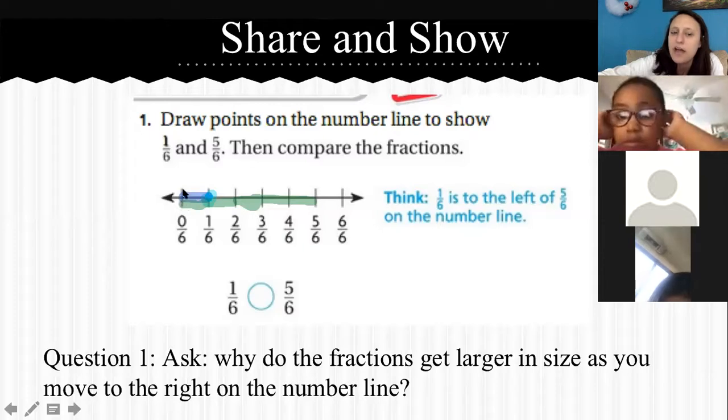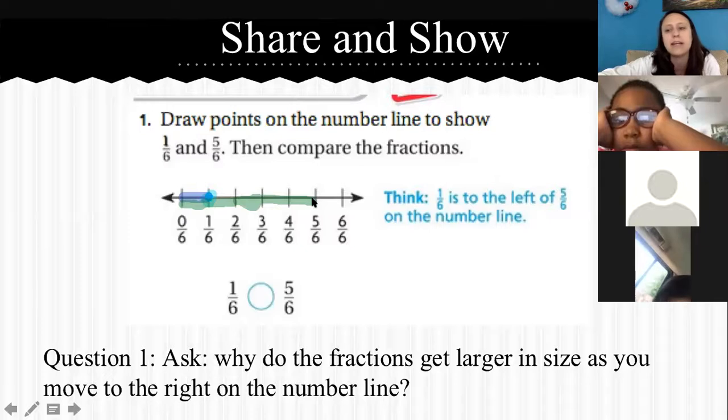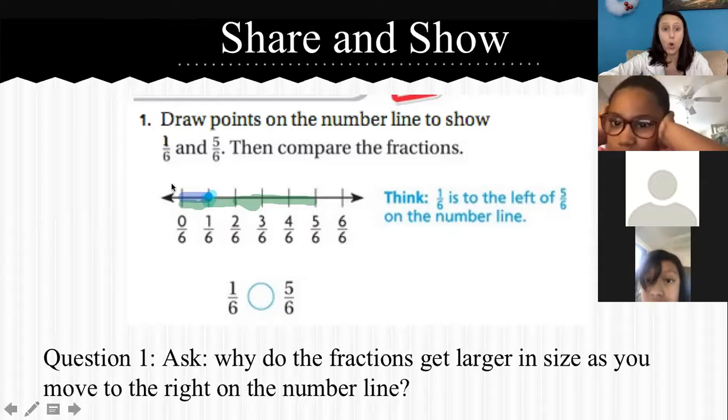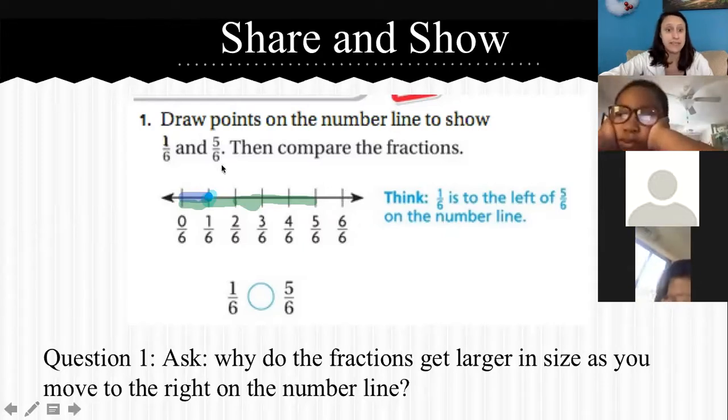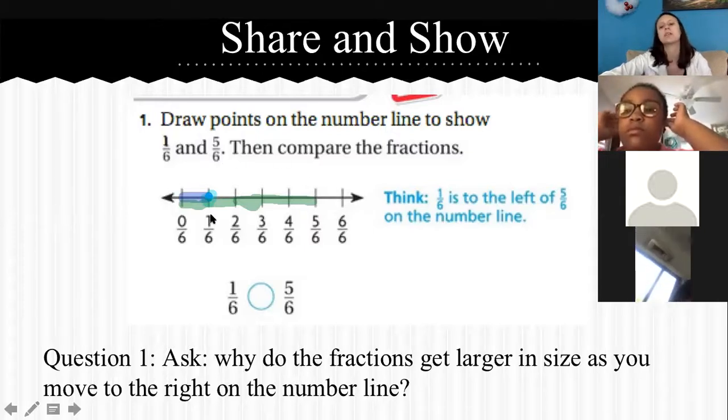So how come my fraction gets larger as I move from left to right? So if this is a whole from 0/6 out of 6 to 6 out of 6, if this is one whole piece, why is this part larger than this part?